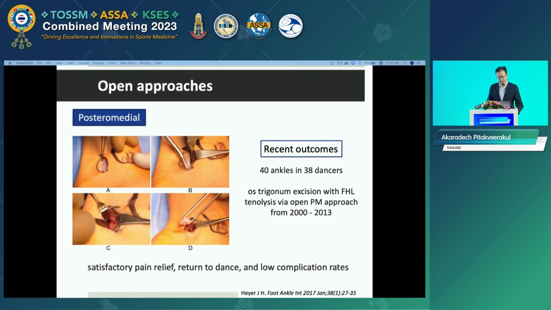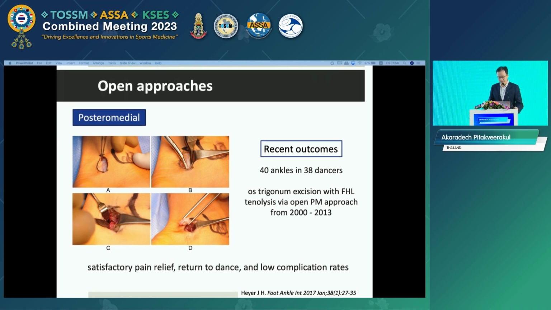We incise the flexor retinaculum longitudinally over the neurovascular bundle and retract it, exposing the FHL tendon and sheath, then recess inside the sheath of the FHL, identify the trigonum, and remove it easily. The outcome is good, with satisfactory pain relief, return to dance okay, and low complication rate.